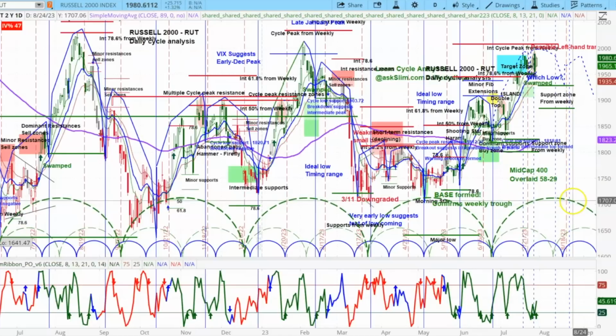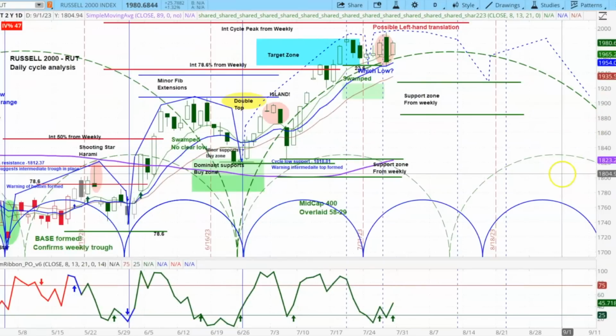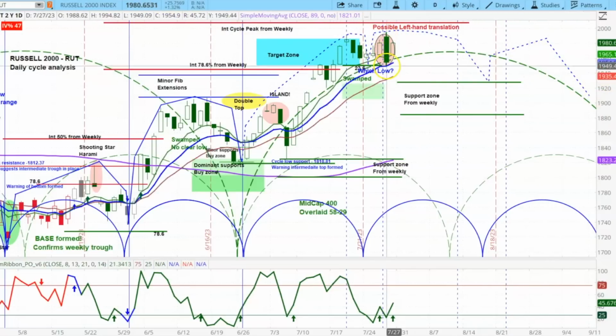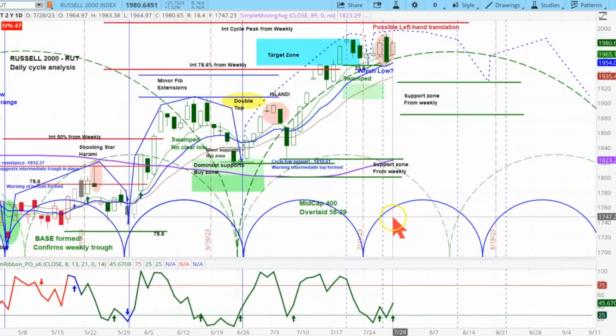And what that points to, looking right over here, is that it comes out to late September. So the correction we're looking at in the Russell comes out to mid-September to late September. Also, there's a possible left-hand translation when you look at this. What a left-hand translation is, is that the peak of this cycle that we're looking at right over here may have already come on this reversal pattern.